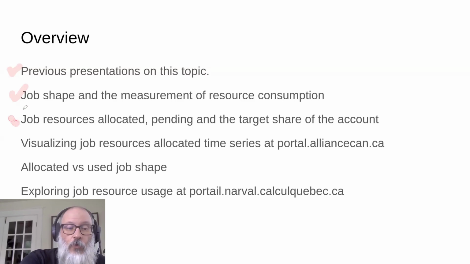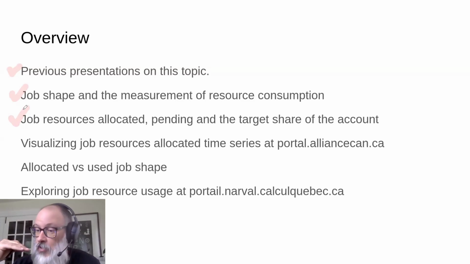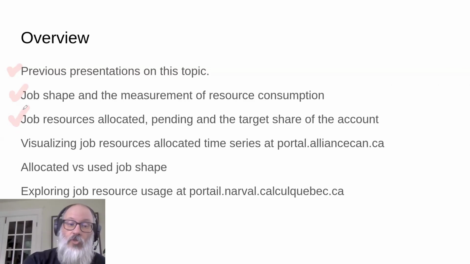Then there's the job resources allocated pending and the target share of the account. So measuring how much an account has pending versus running in relation to what the expected share or the expected amount of usage that an account can expect is really the main thing that we look at first whenever there's an issue with wait times.